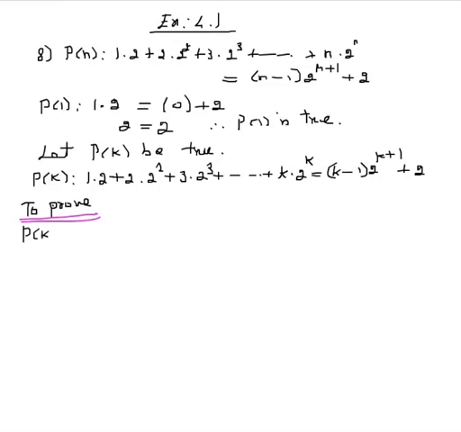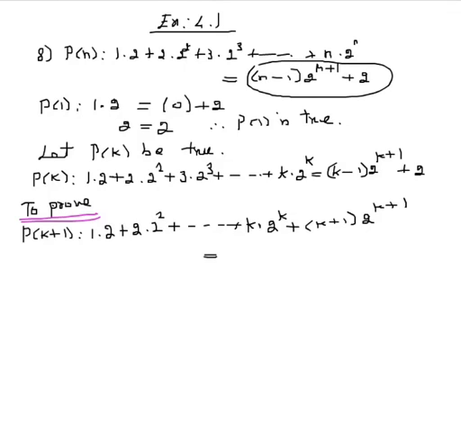P of k plus 1: 1 into 2 plus 2 into 2 square, etc. The kth term is k into 2 power k, and the (k plus 1)th term will be (k plus 1) times 2 power (k plus 1), equal to, now in the right hand side of P of n, we will substitute n as k plus 1. So k plus 1 minus 1 becomes k, into 2 power (k plus 1), plus 2.